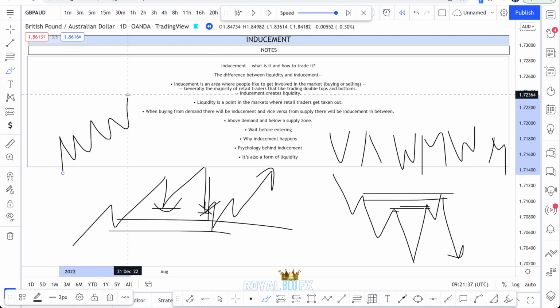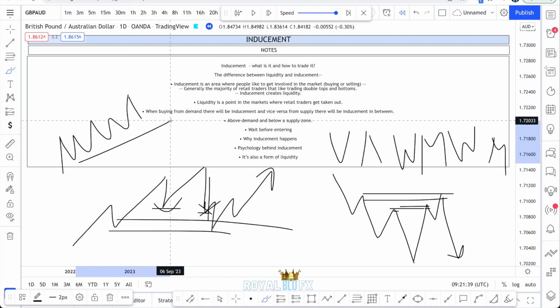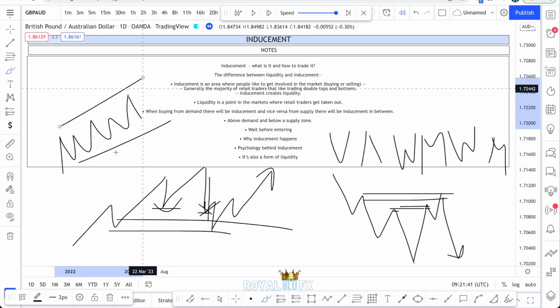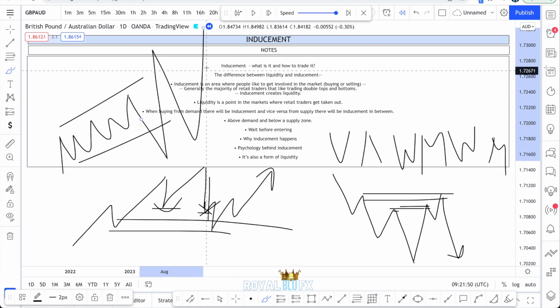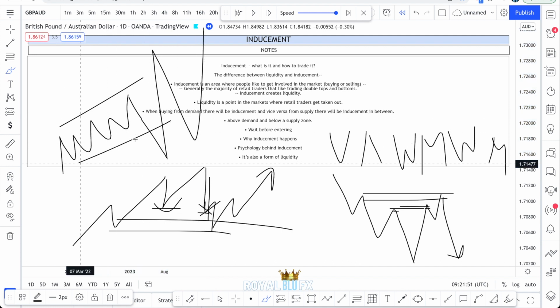Multiple buying, multiple selling happening. This is all inducement for buyers, obviously. Trend line liquidity, right? Before the buyers are taken out, then we see that sellers are taken out, and then price just goes back into the intended direction. All this was inducement and then created liquidity, okay?